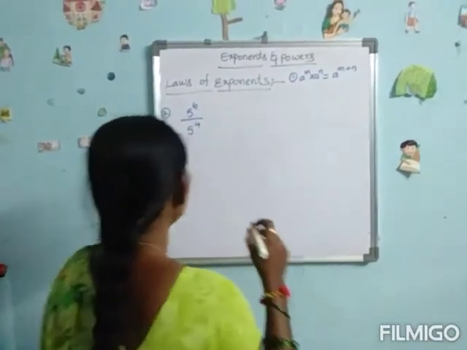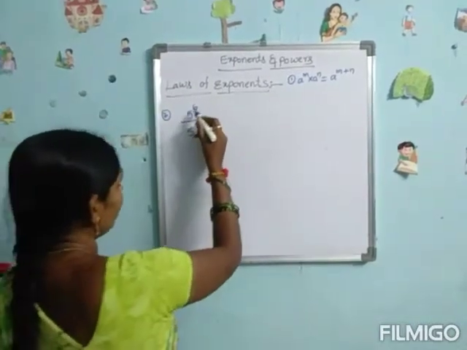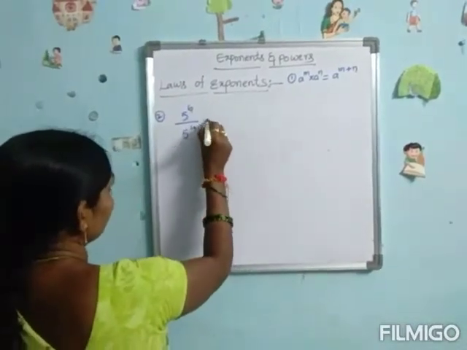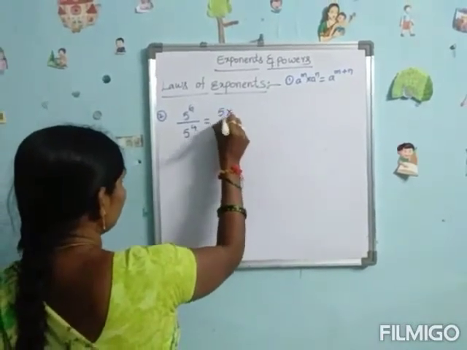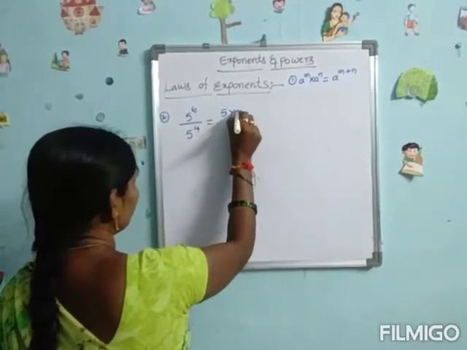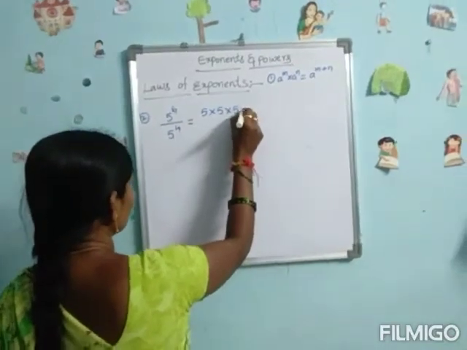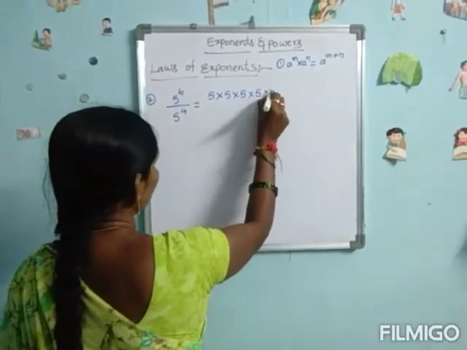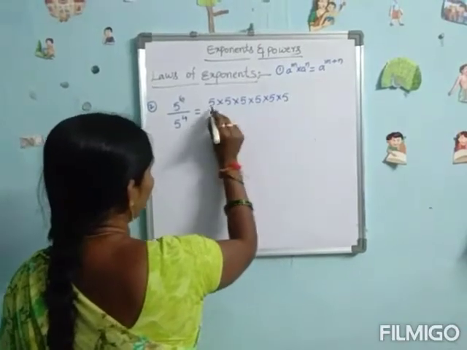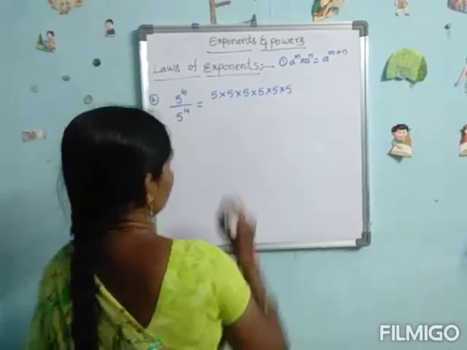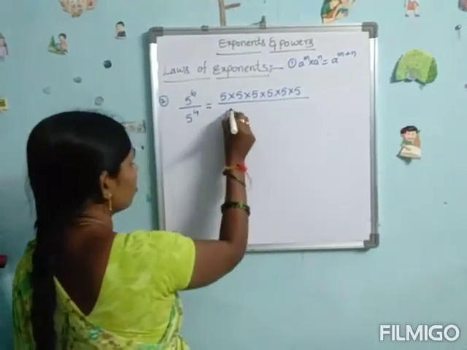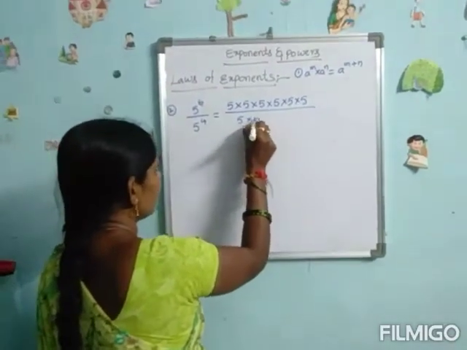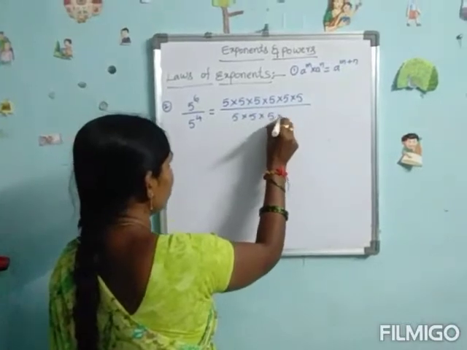Yes, next example. I am taking 5 to the power of 6 by 5 to the power of 4. How can we write it? 5 to the power of 6 means 5 multiplied 6 times: 5 into 5 into 5 into 5 into 5 into 5, 1, 2, 3, 4, 5, 6. 5 to the power of 6 by 5 to the power of 4, that is 5 into 5 into 5 into 5, 4 times.